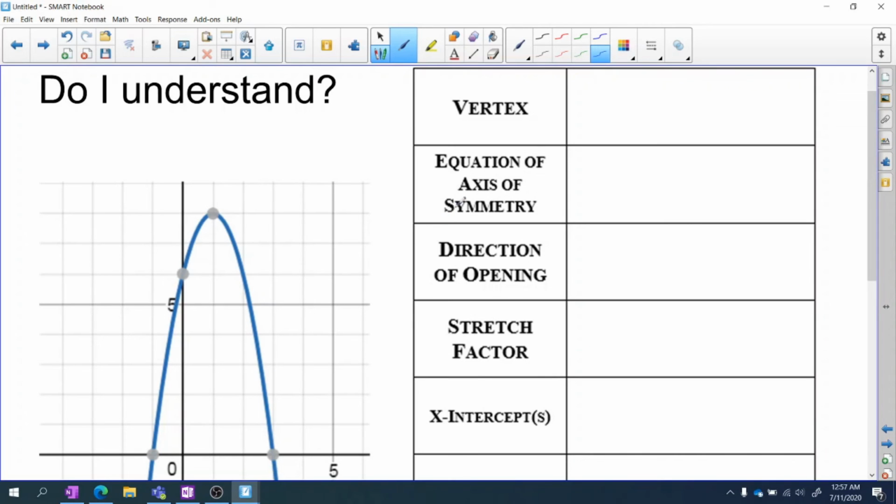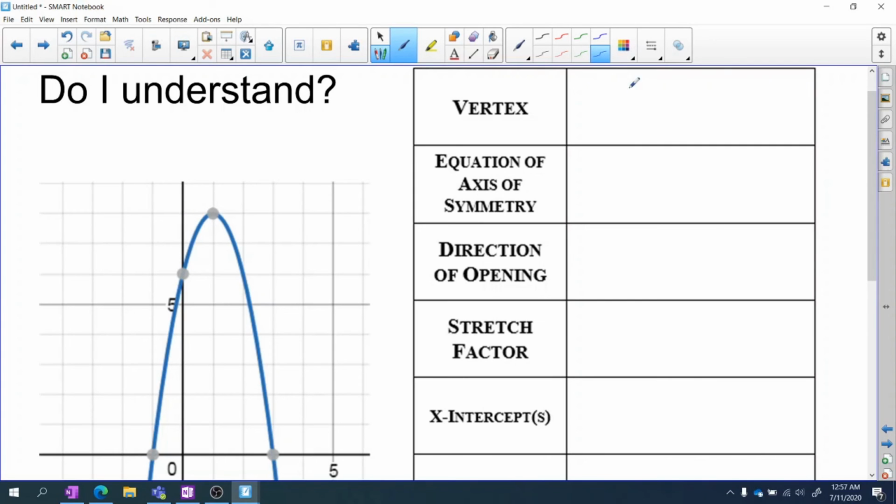So the first thing I want them to know is, well, what do I mean by the vertex? Well, hopefully you know it's this point right here. And I want the coordinates of it. So the vertex is at 1, 5. So this is going by 1s. Yes, it is. 6, 7, 8.